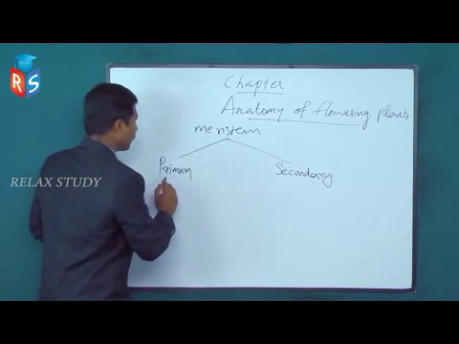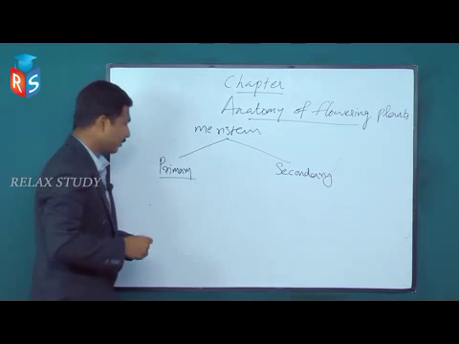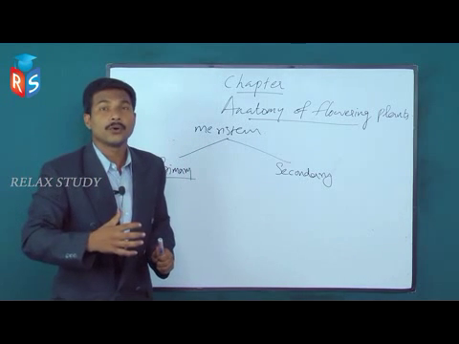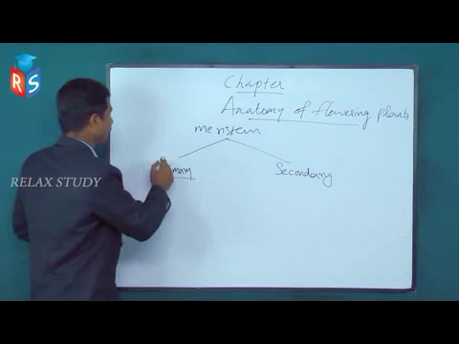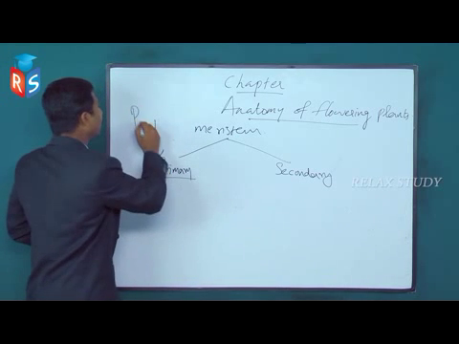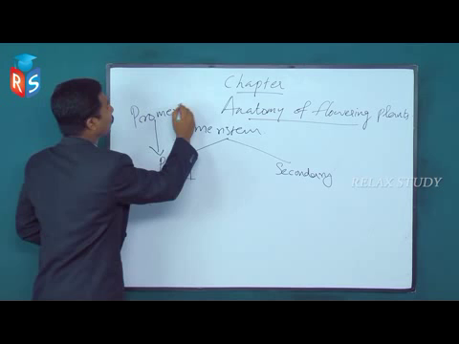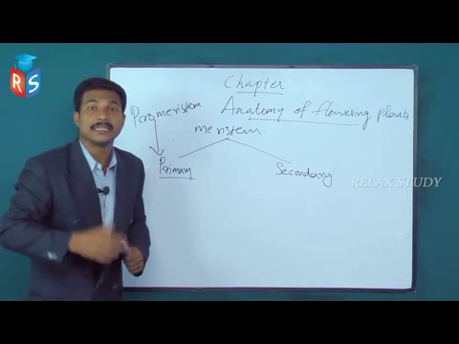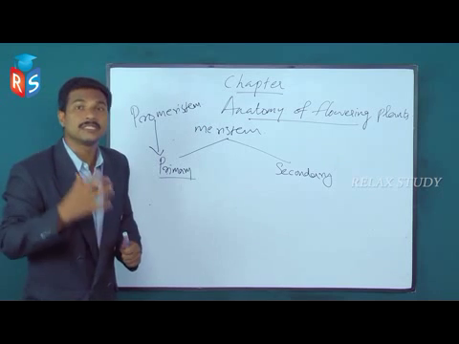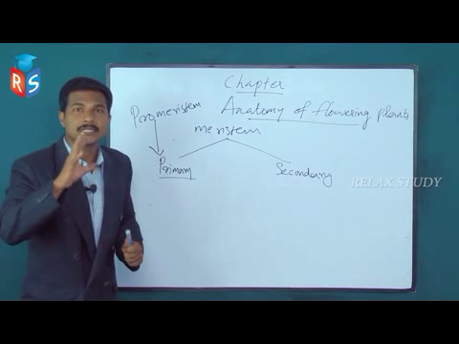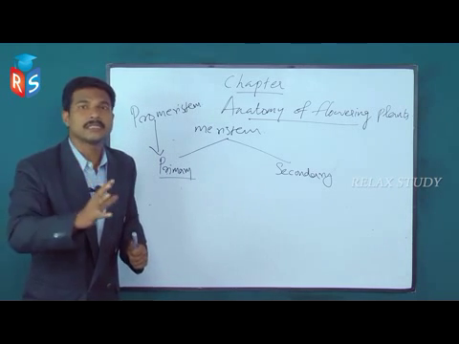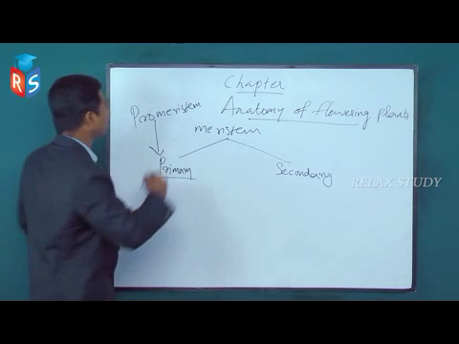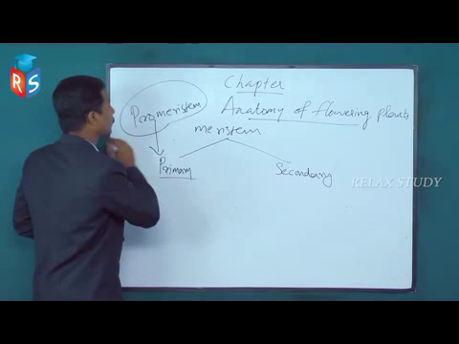Actually, what is primary meristem? Primary meristem is directly developed from the promeristem. Where is it developed from? What is promeristem? Promeristem is the meristem cells present in the embryo of the seed. So that is the first type of cells in the development of the plant body. So the first type of cells present in the embryo is known as promeristem.